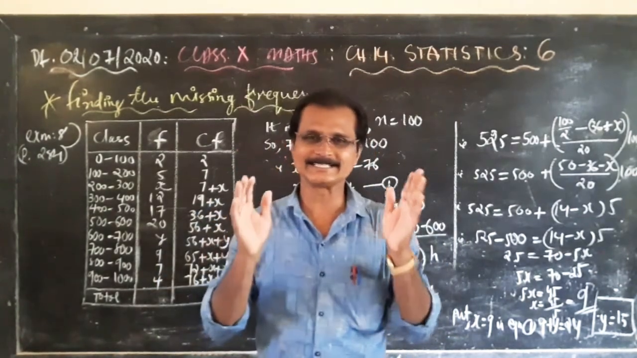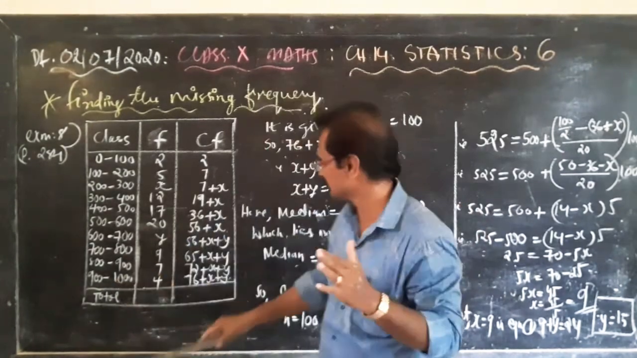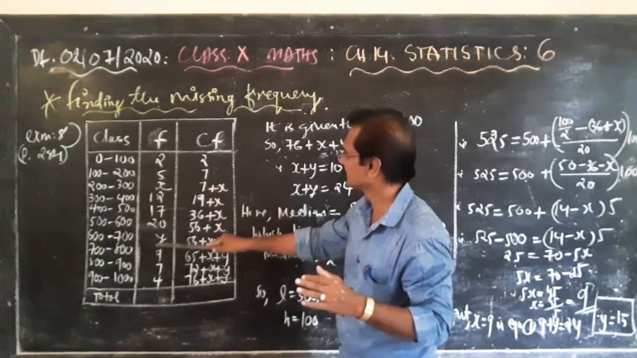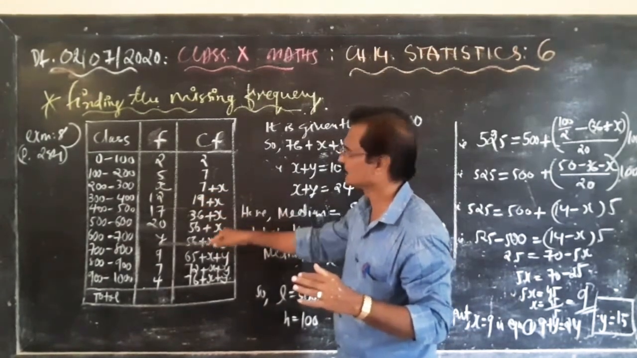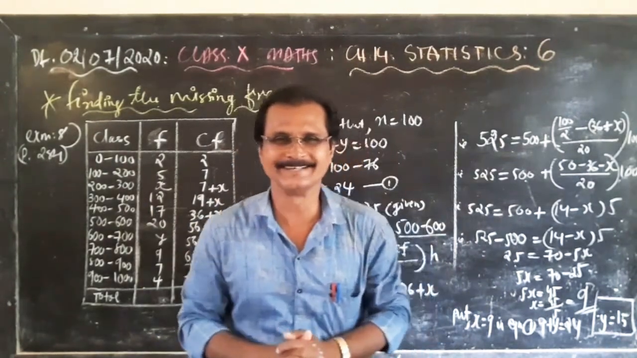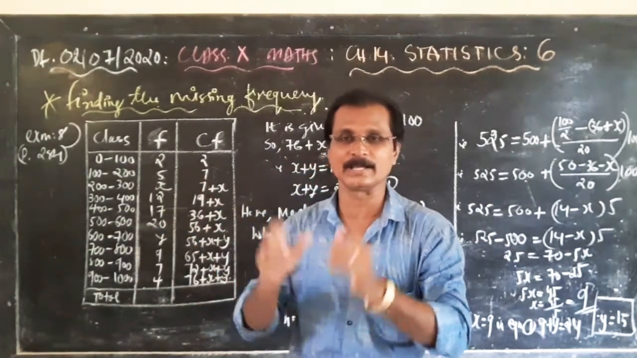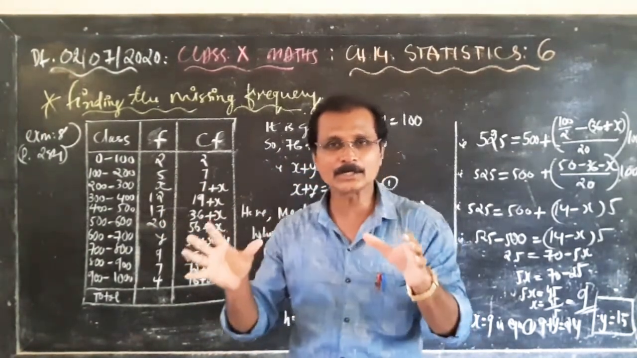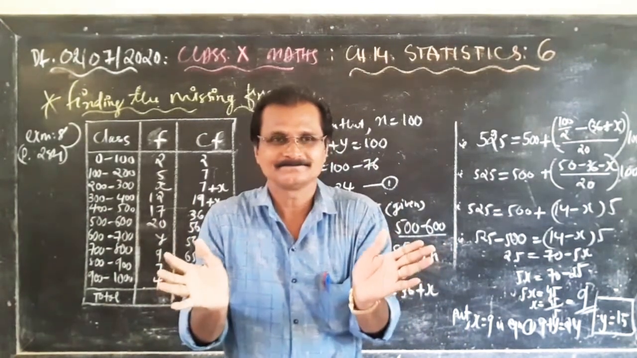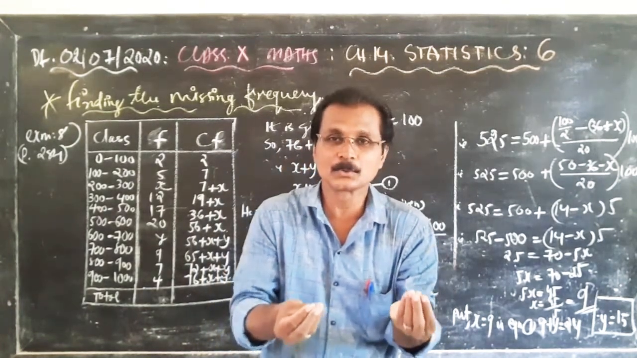So children, see, we need to find out x and y. You can see from the table the frequency: one here, x, and another here, y. x and y are missing. Now we need to find out these two frequencies, x and y. In order to find out the missing frequencies, we have some clues to help.